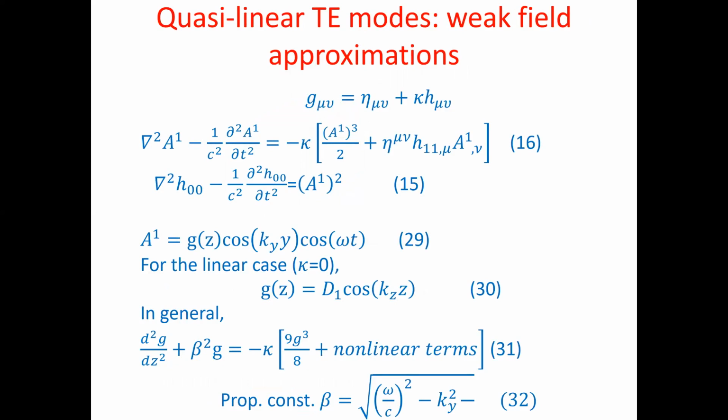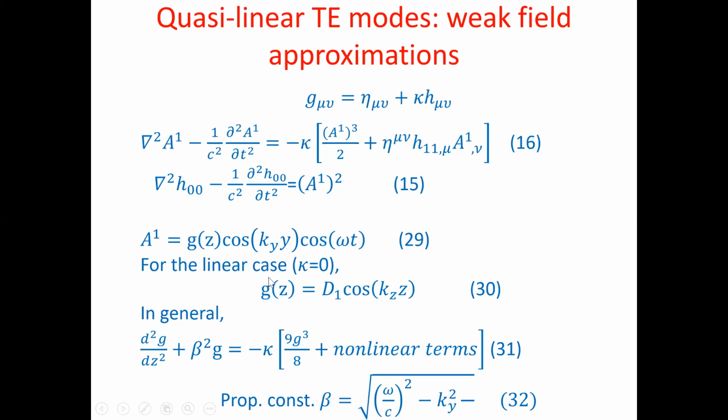Now let us analyze the quasi-linear TE modes under the weak field approximations. We have seen these equations before. These are the coupled equations describing evolution of vector potential and metric tensor deviations. We assume that the solutions of equations 16 is of the form. Here Gz is yet to be determined.